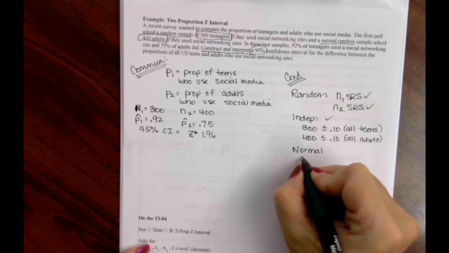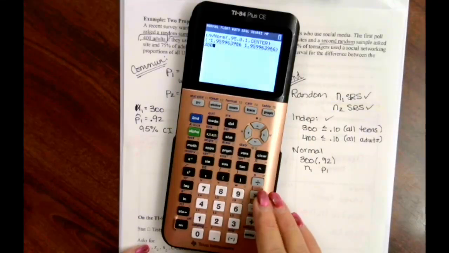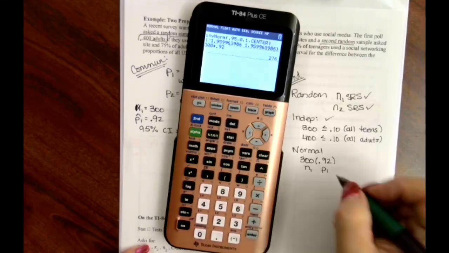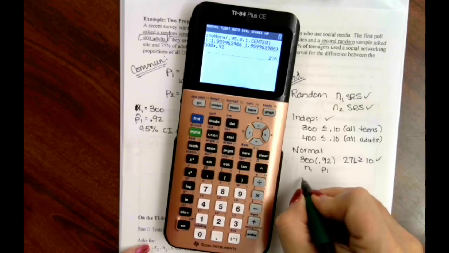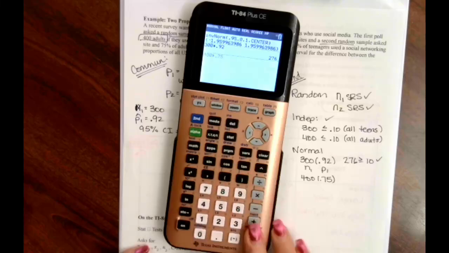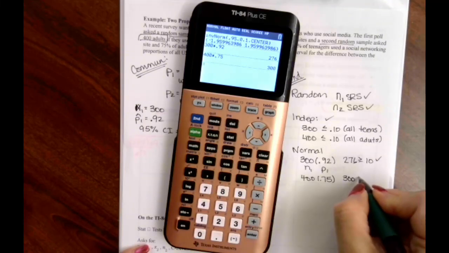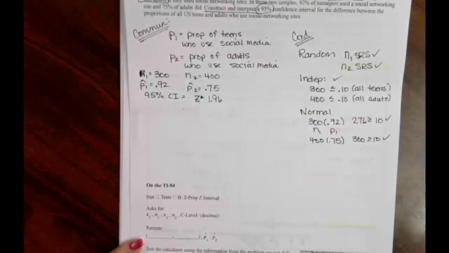And what I have here is 300 times 0.92. So this is my n1 and this is my p1. And I know that's going to be bigger, but I'm just going to find the value. 276. So 276 is greater than or equal to 10, so we're good here. And then I have 400 times 0.75. So I have 300, which is greater than or equal to 10, so I'm good there. So I've checked all my conditions. And again, make it super easy for your grader to know what you've done. Just label it. Makes it easy.